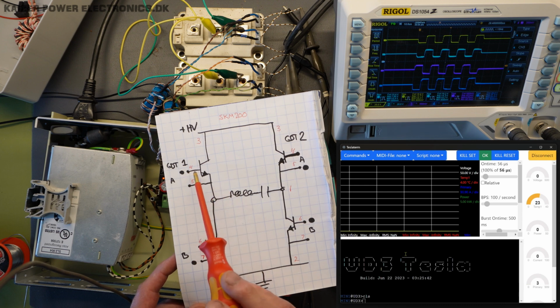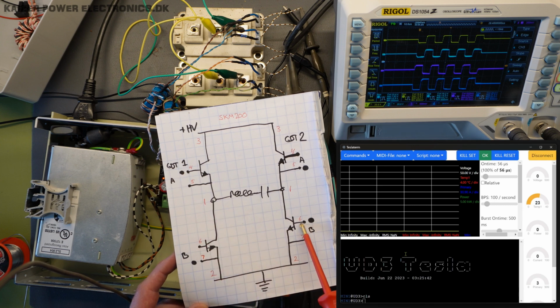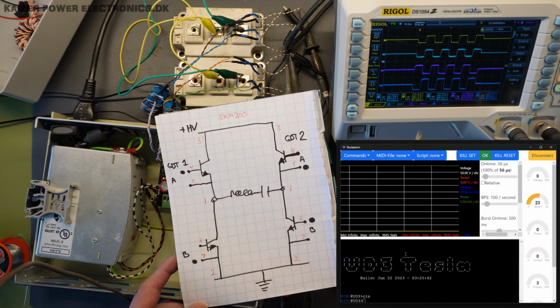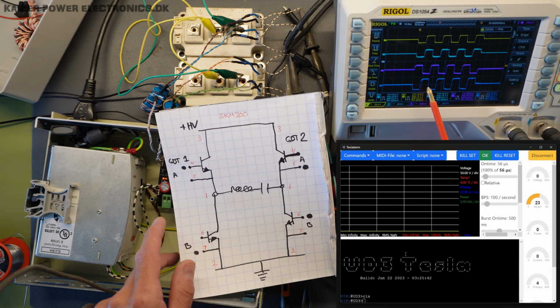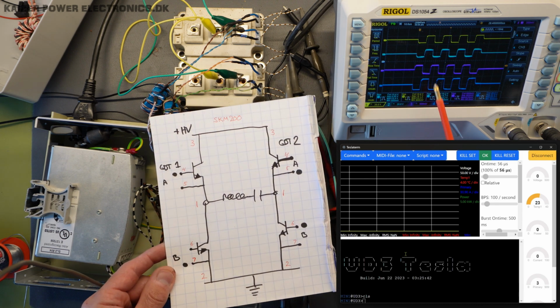The GDT1 A and B is on channel 1 and 2, and GDT2 A and B is on channel 3 and 4. So we should see 1 and 4 switching at the same time, and 2 and 3 switching at the same time. So let's check out the oscilloscope here. As we can see, we have 1 and 4, they should be the same. And they are. That's good.